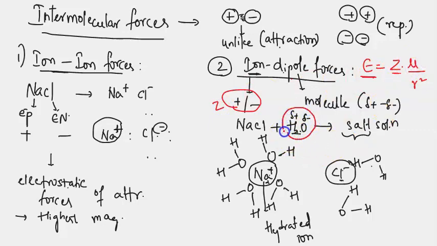How strong is the dipole moment present in the molecule indicates mu. And r indicates the distance between the ion and the dipole. How far are they? That indicates the distance. So ion-dipole forces can be calculated by using this: equal to Z into mu by r squared. These are mainly seen in aqueous solutions like NaCl and water.